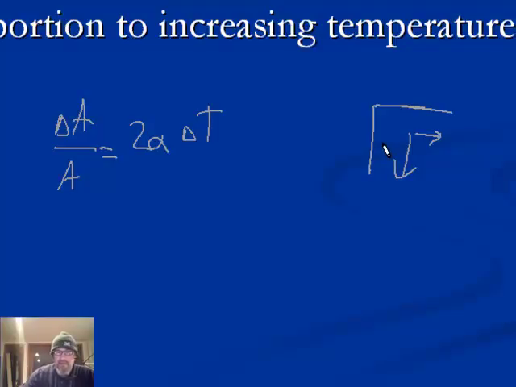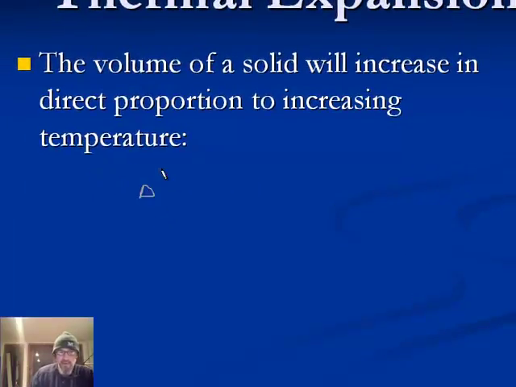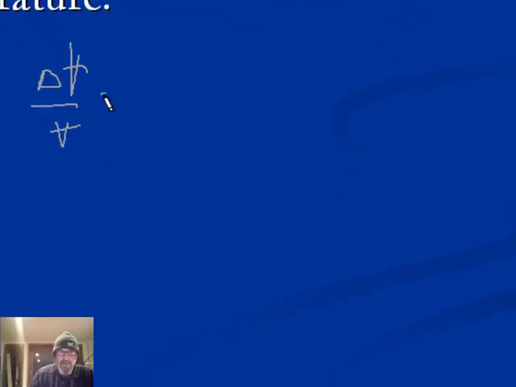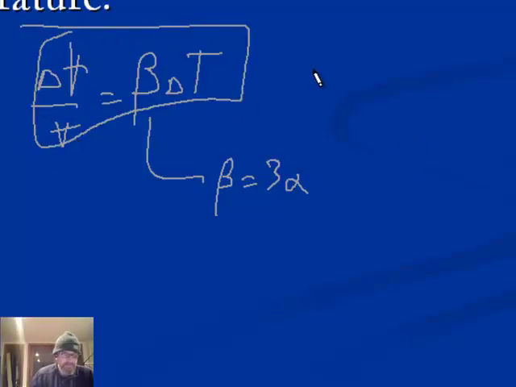And if you do this for volume, a solid will expand in all three dimensions too, and you get an equation that you've seen before. Delta V over V is equal to beta times delta T. And beta is just 3 times the coefficient of linear expansion. We saw this for liquids. It's true for liquids, but it's also true for solids.